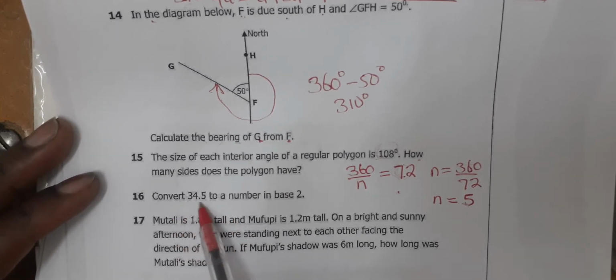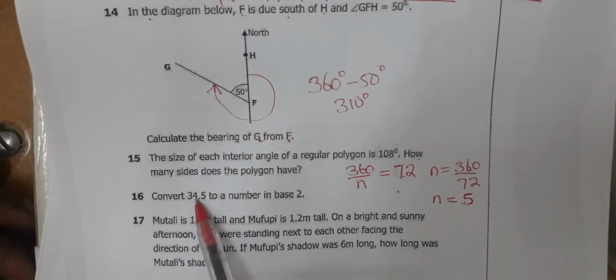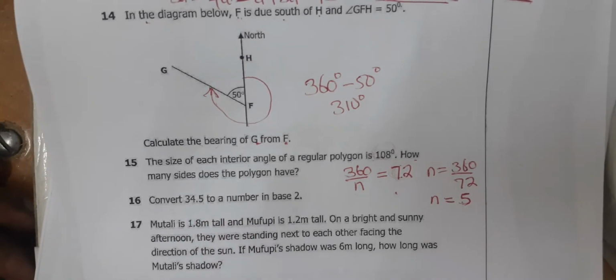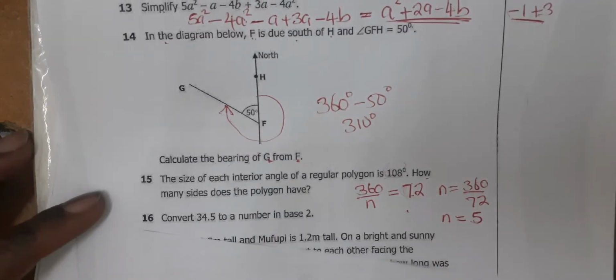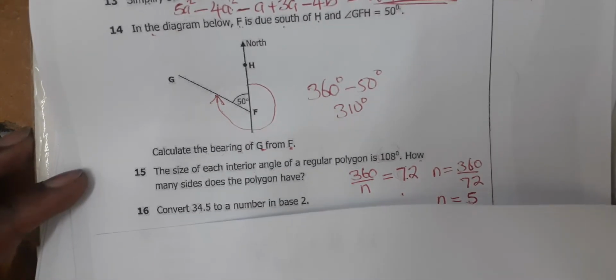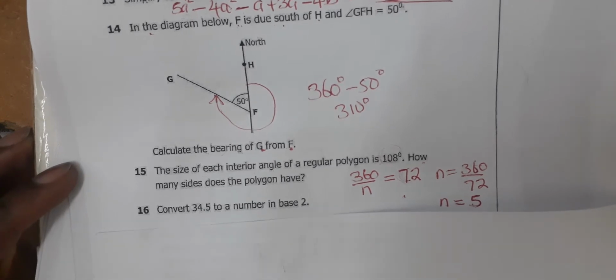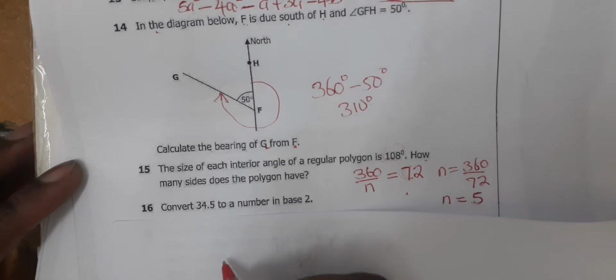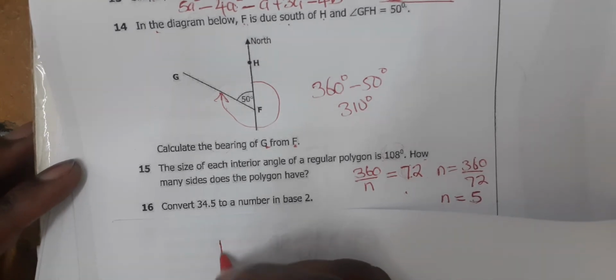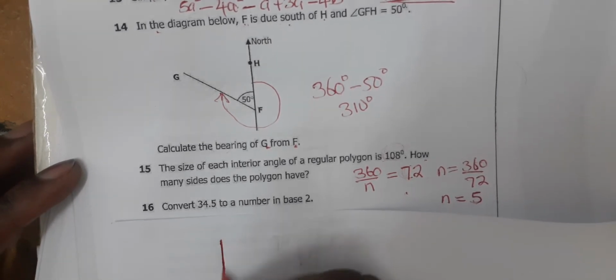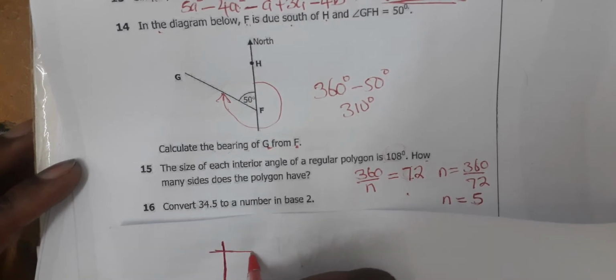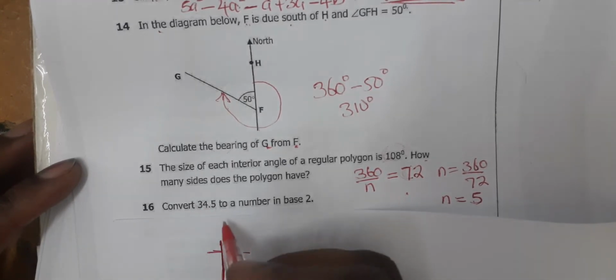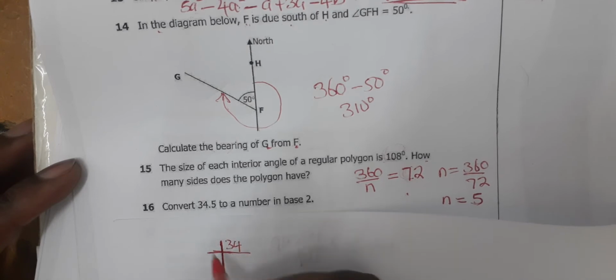So convert 34.5 to a number in base 2. Okay, so here, what are we supposed to do? We start with the whole number part, where we have 34 divided by 2.